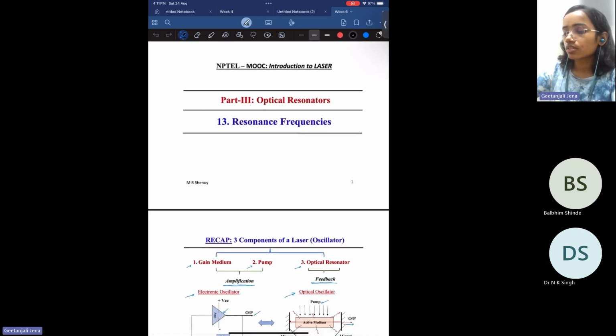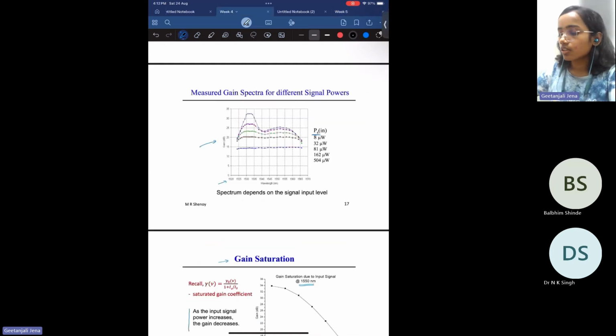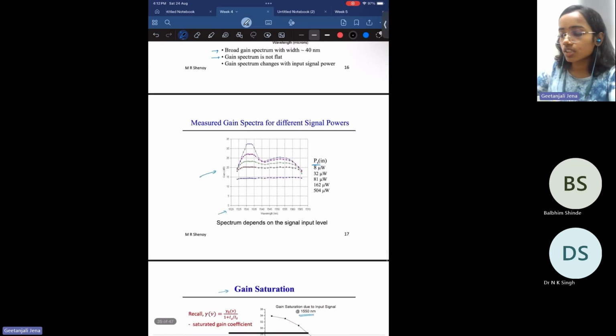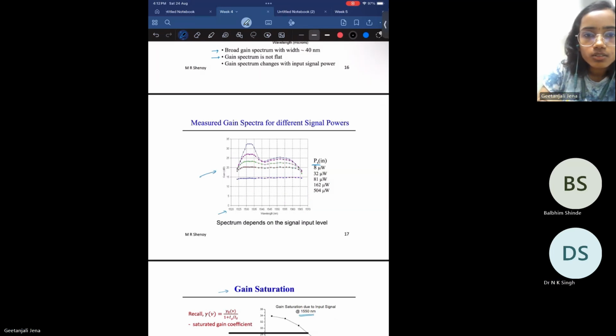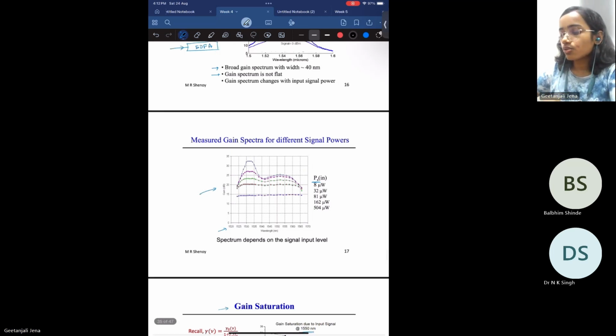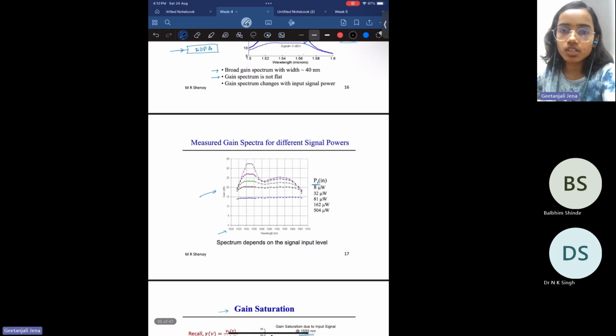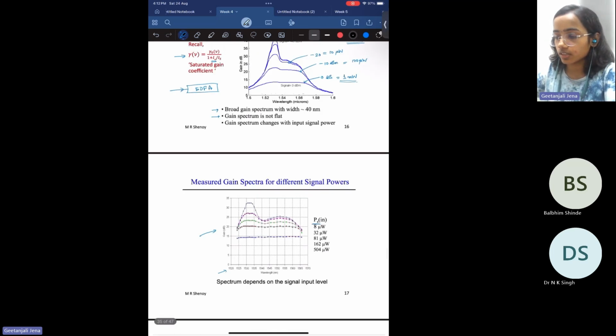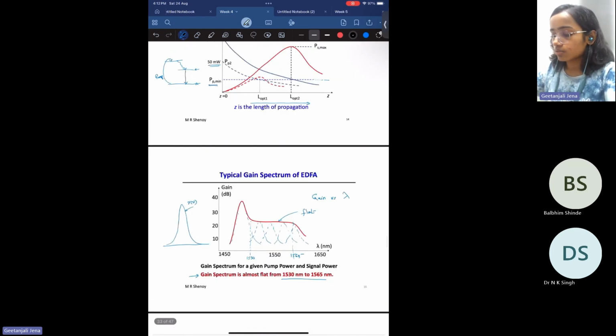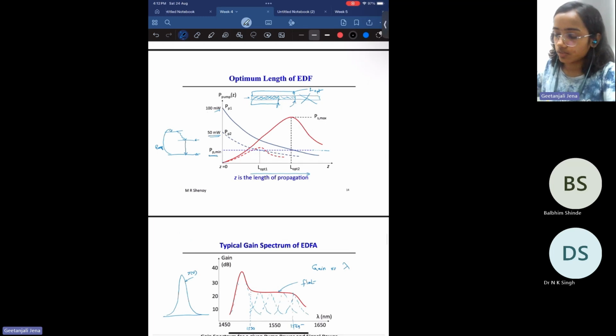Okay, so let us start the section. Basically, we'll go through the concept, as well as the problems related to EDFA in today's section. And also we'll go through the different types of resonator.